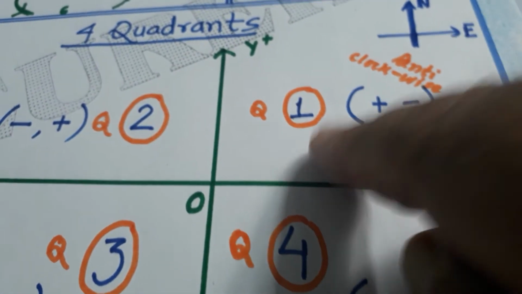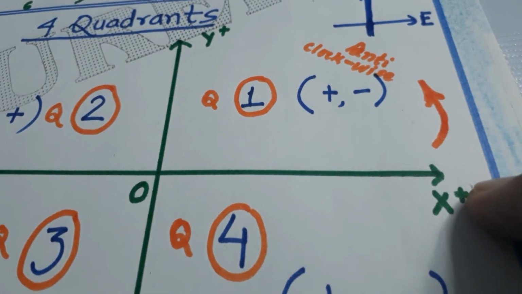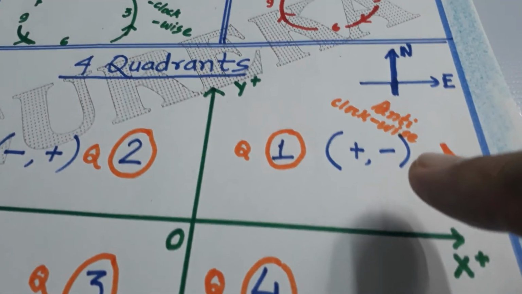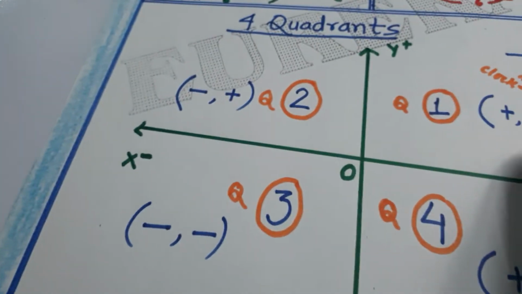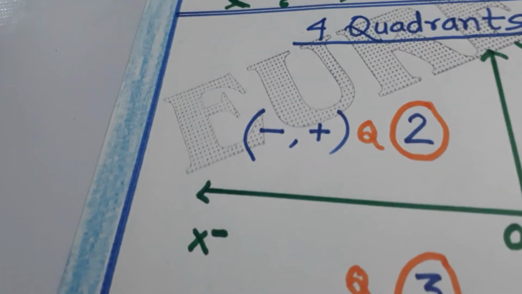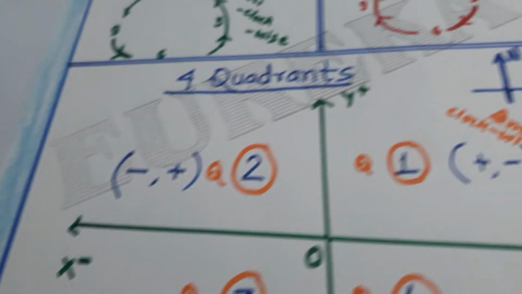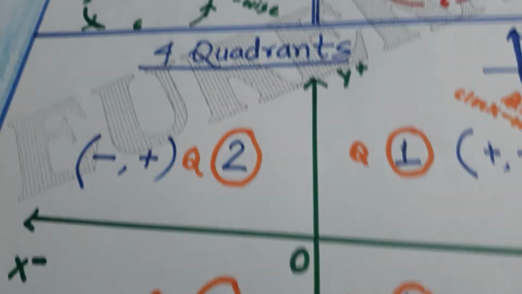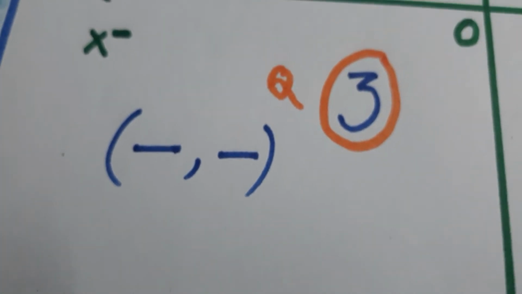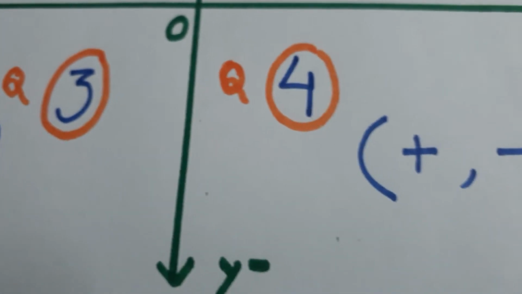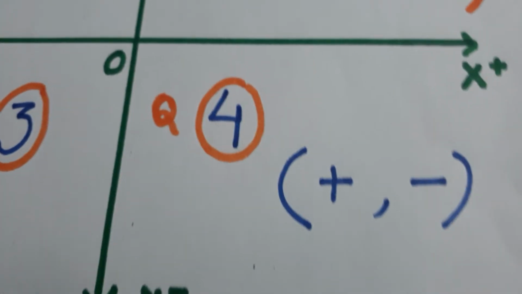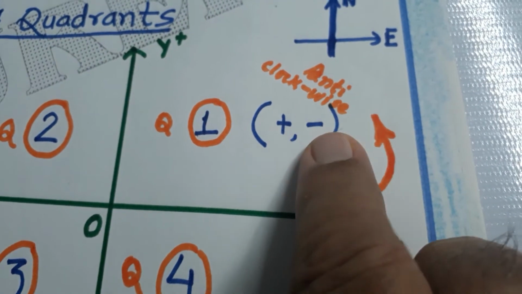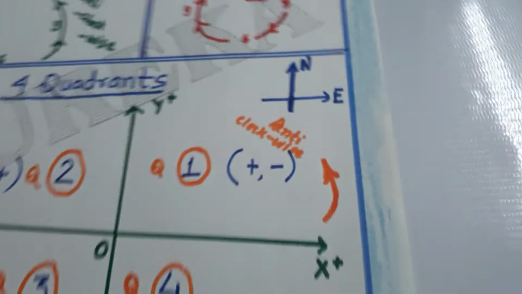So in the first quadrant, look here, x is positive, y is positive. In the second quadrant, x is negative, y is positive. In the third quadrant, both are negative. In the fourth quadrant, x is positive, y is negative. So here by mistake I have written negative, it should be positive. So I'll correct it. Just wait, I'm going to correct it.